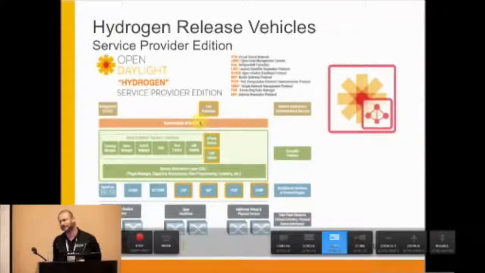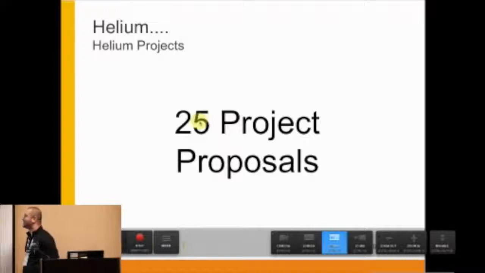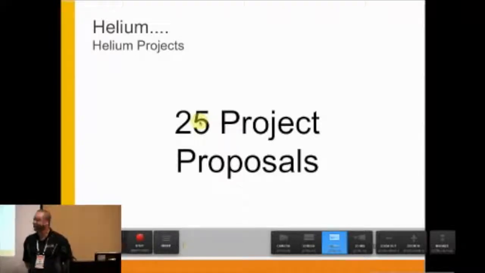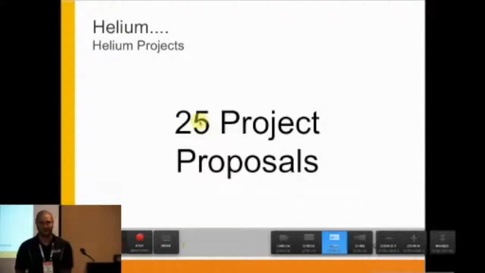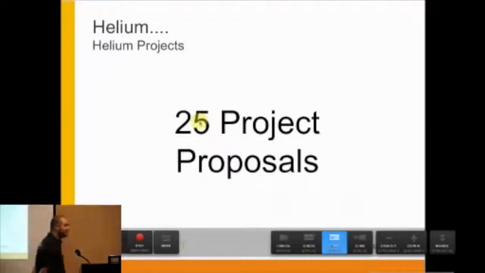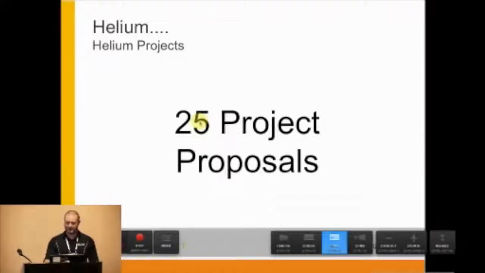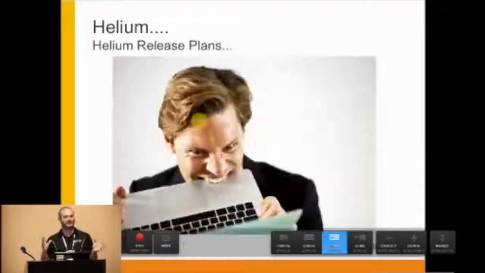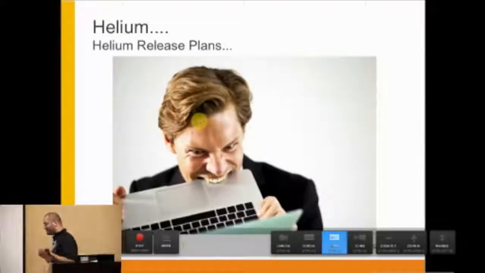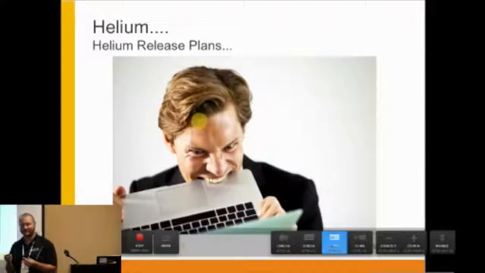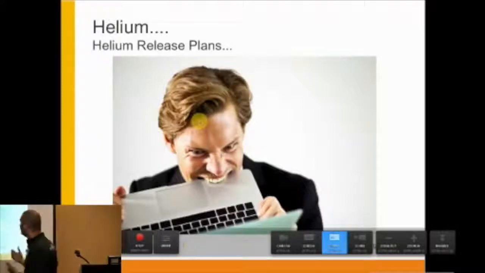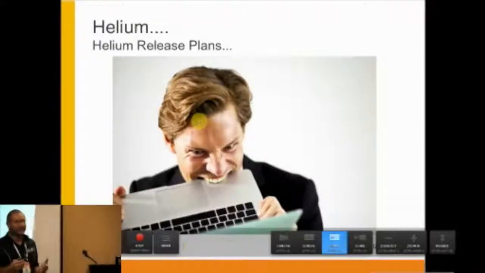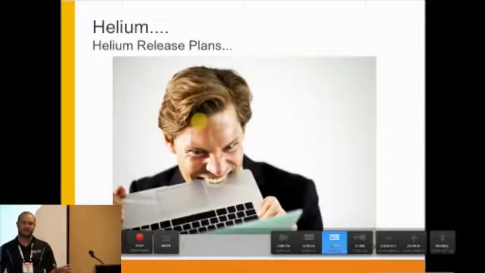The thing is, and where things got a little bit messier, was Helium. So Helium, 25 projects proposed. We have twice as many. How do you actually categorize all that, right? How do you actually make this all into release editions? Well, before we actually got crazy within the project, we started to investigate how we could actually address that issue, because it is not a trivial thing.